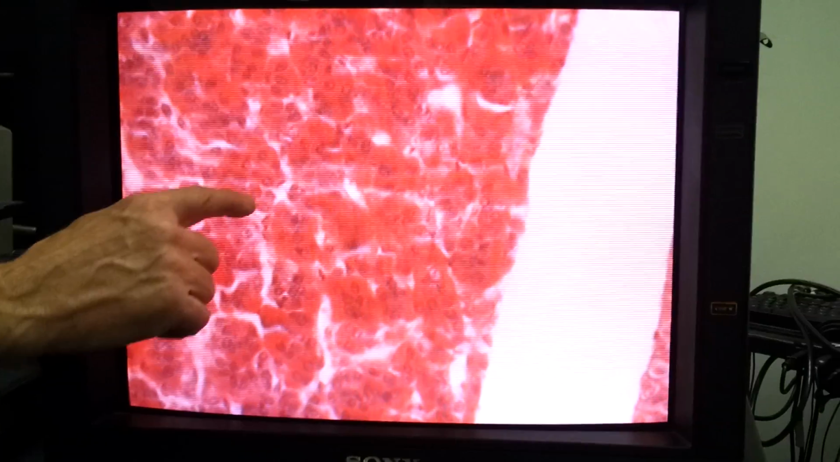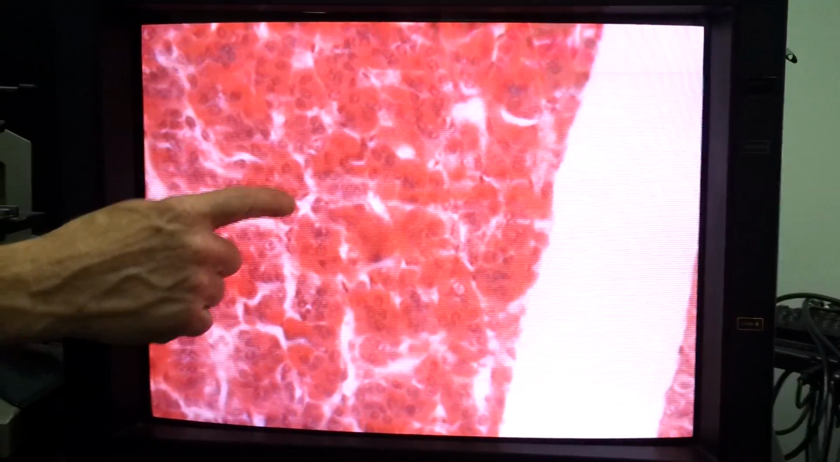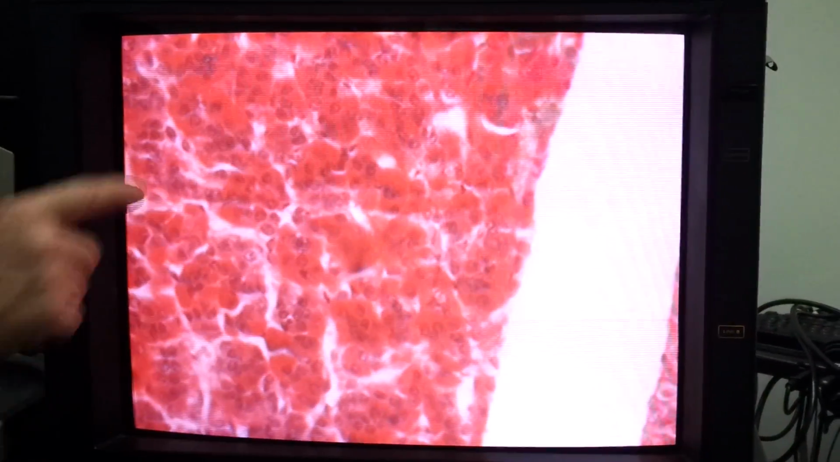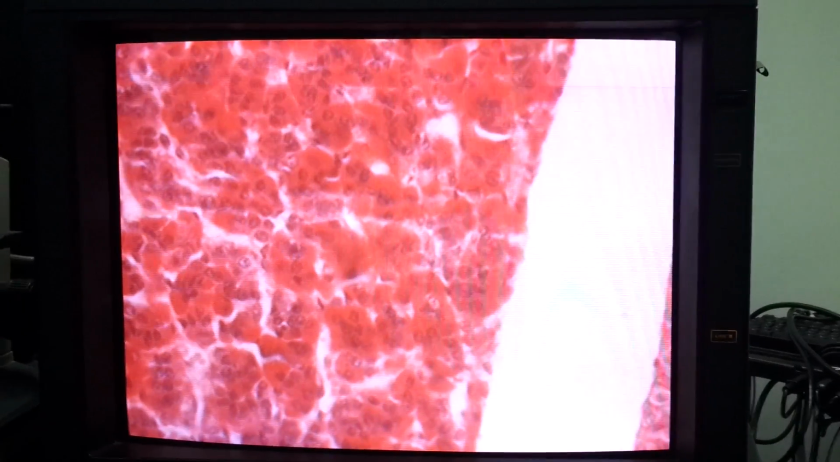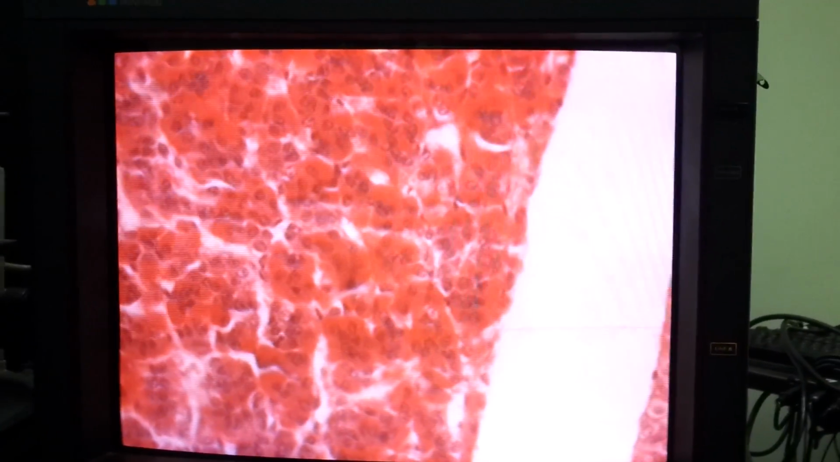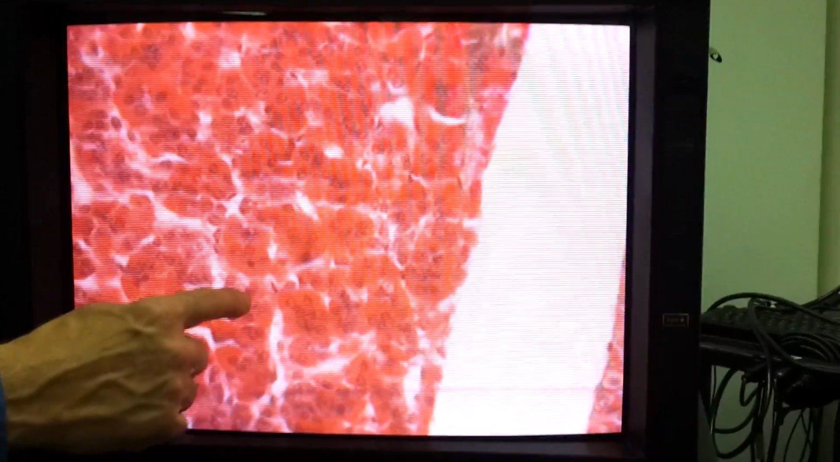So, for example, here's a chromophobe, right? Here's a chromophobe. The cytoplasm is not stained. Here's a chromophobe. Here's a chromophobe. And if the cytoplasm is stained this sort of light purplish color, those are basophils. Here's a basophil.